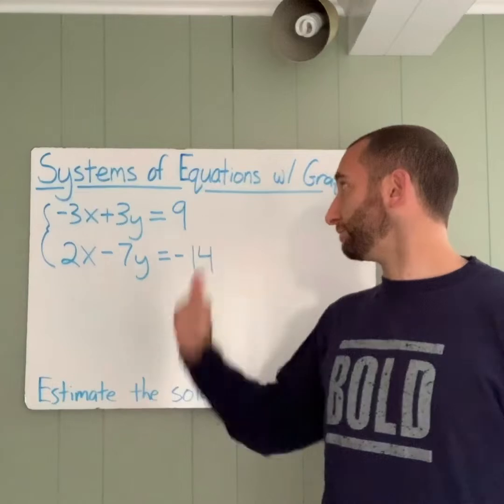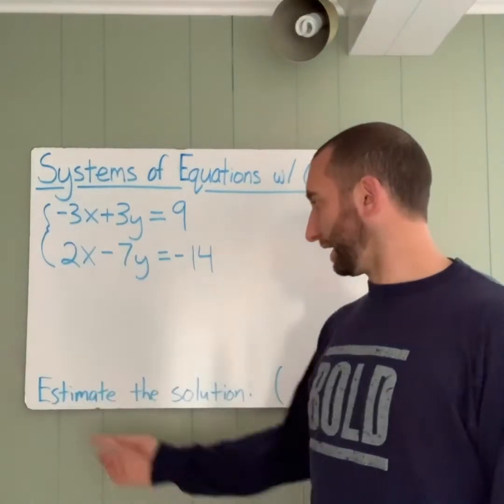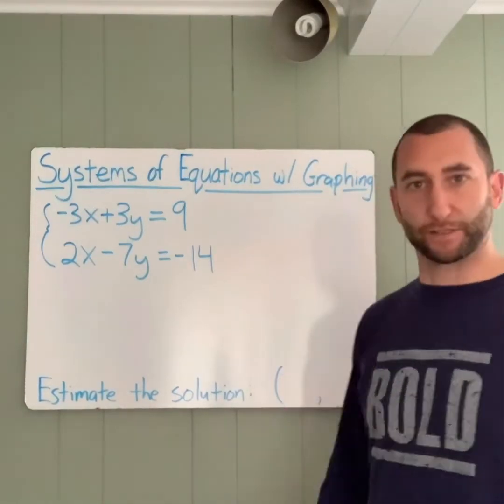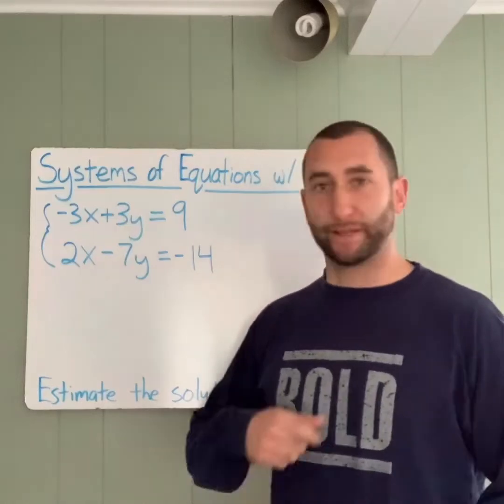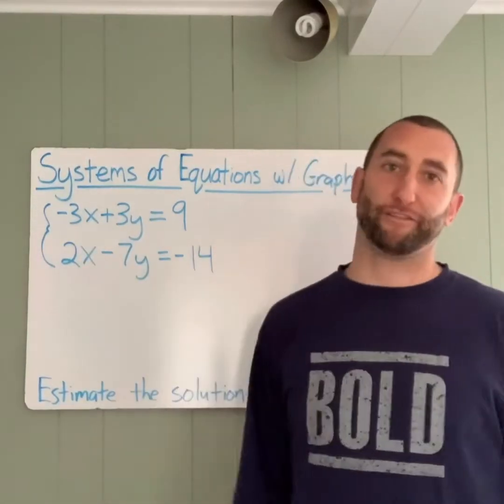All right, well, here's the same problem on the whiteboard. We have the two linear equations we're given, and it says estimate the solution, and I left space to write our answer, our solution, which is an ordered pair right on the bottom. But we need to do something first. We need to figure out how to put these on a graph.